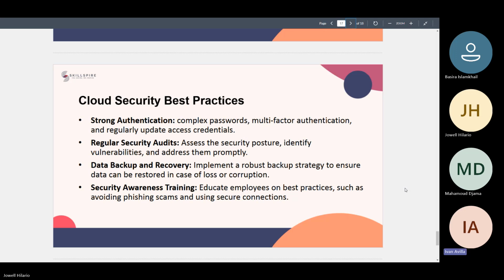So strong authentication, at the very least, complex passwords. We go back to week 1. We don't reuse any passwords. We have a rotation where we need to change it on a regular basis, and if at all possible, multi-factor.